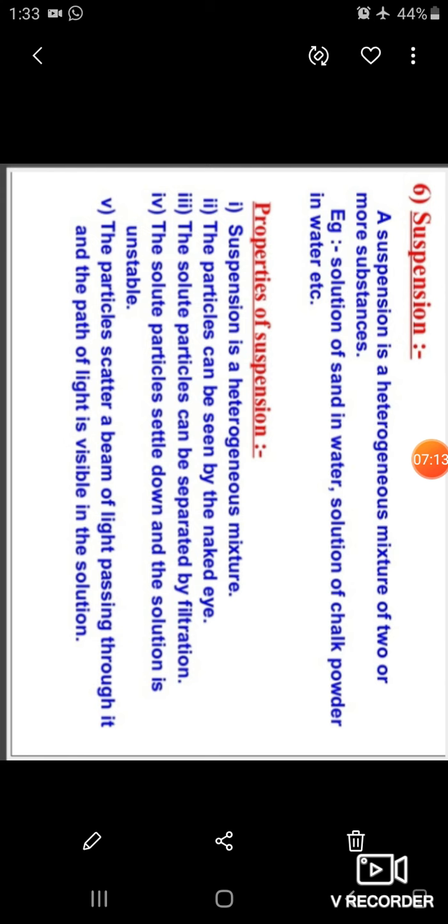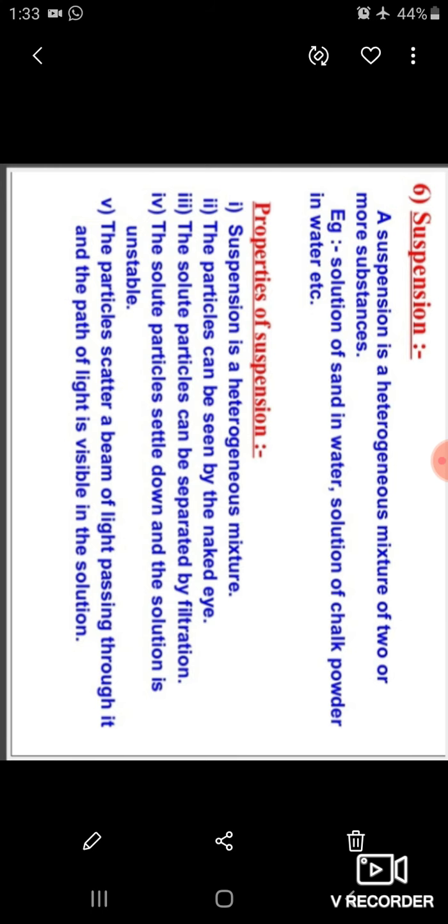Once again I repeat it. A suspension is a heterogeneous mixture of two or more substances. For example, sand in water and chalk powder in water are examples of suspensions.